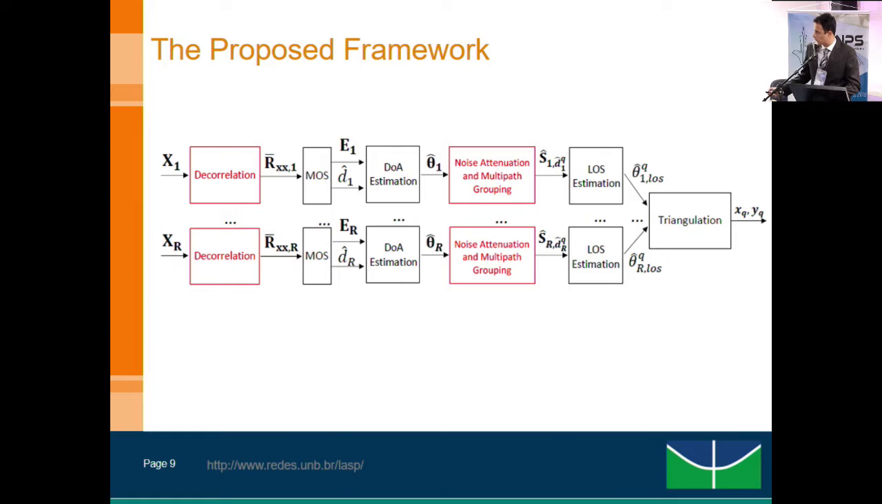The fourth block corresponds to the line of sight estimation, where, given the set containing all the received signal components from the same emitter, we estimate the direction of arrival of that emitter, which corresponds to the direction of arrival of the component with the highest received power. And finally, we apply some basic trigonometric relationships to estimate the coordinates of the emitter.